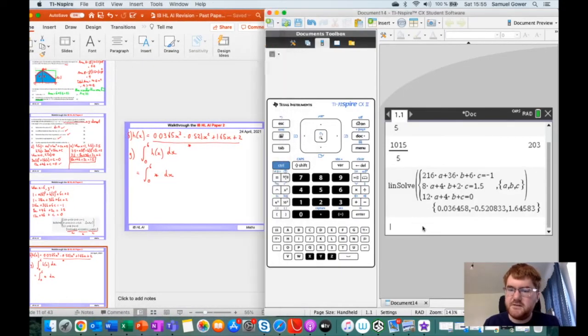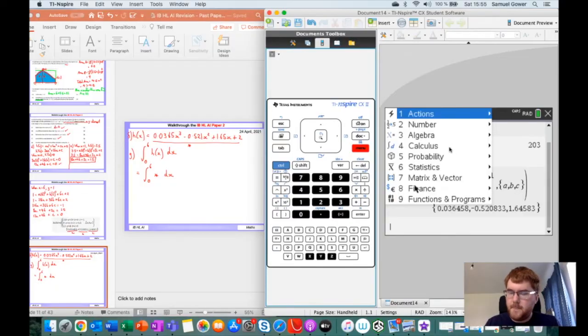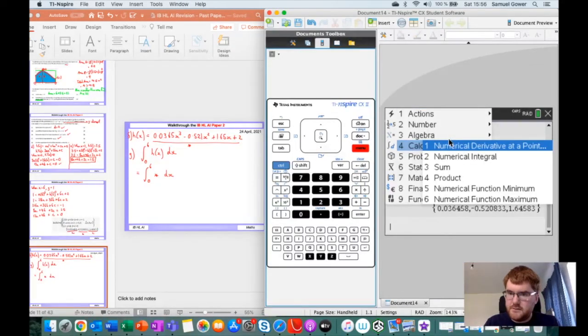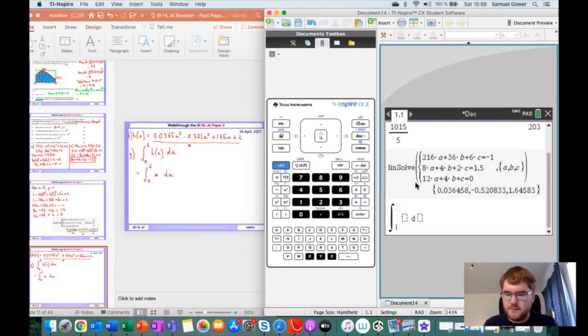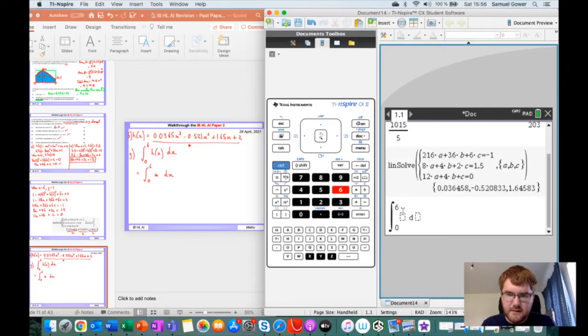And so what we're going to do at this point, again, this will also work on your GDC. We're going to go to menu, we're going to go to calculus, numerical integral, we're just working out a value here. We're going to go from 0 to 6. Yeah, we're working in x, so let's just type this in.